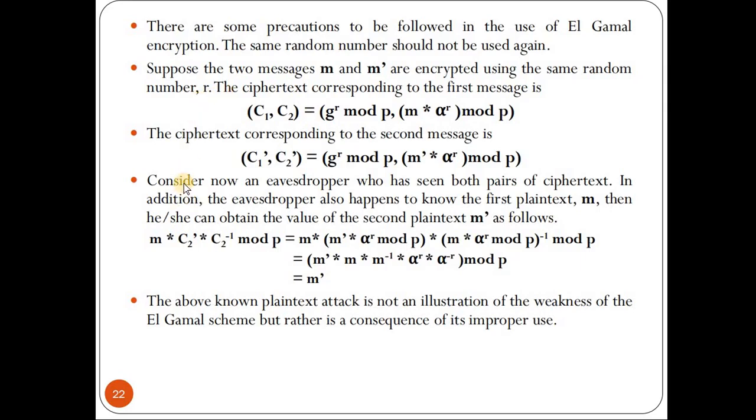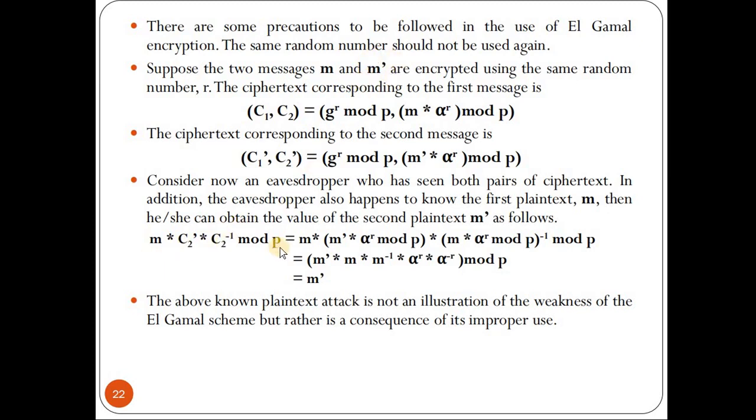Now consider an eavesdropper who has seen both the pairs of ciphertext. In addition, the eavesdropper also happens to know the first plaintext, that is he knows M. He knows M, he knows C1, C2, he knows C1 dash and C2 dash. Then he can obtain the value of M dash, that is the second plaintext, as follows. Okay, so now the attacker has the first message, C1, C2, C1 dash, C2 dash, how can he obtain M dash?